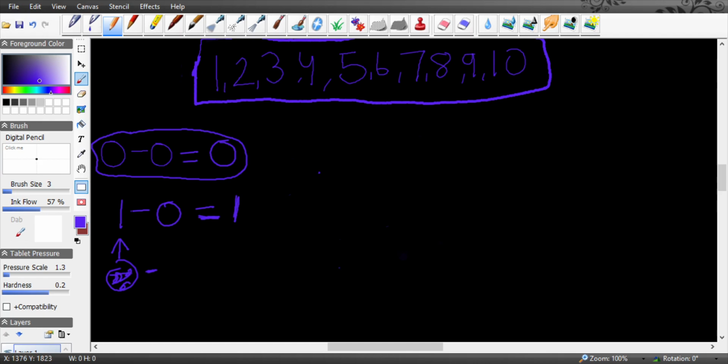Anyway, so you have that. Okay, so 1 minus 0 is 1. I hope I made that clear for you guys. Nothing. So nothing equals 1. So with 1 soccer ball, you still have 1 soccer ball.